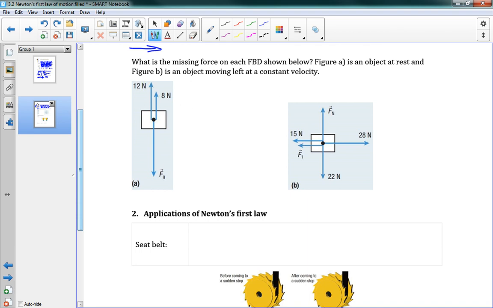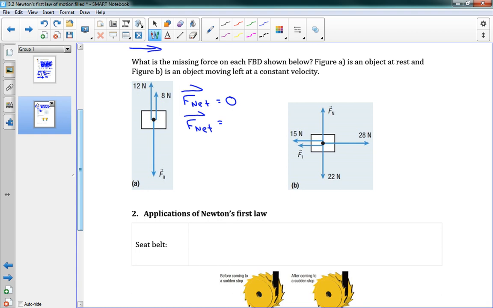This one says, what is the missing force on each free body diagram shown below? Figure A is an object at rest, and figure B is an object moving left at constant velocity. A is at rest. If it's at rest, that means that the net force equals 0. This is the start of what we're going to be doing for the rest of this chapter and the rest of this unit, talking about our net force in two ways. First, we can say that our net force is 0, and second, we can calculate our net force by adding up all the forces acting on our object.